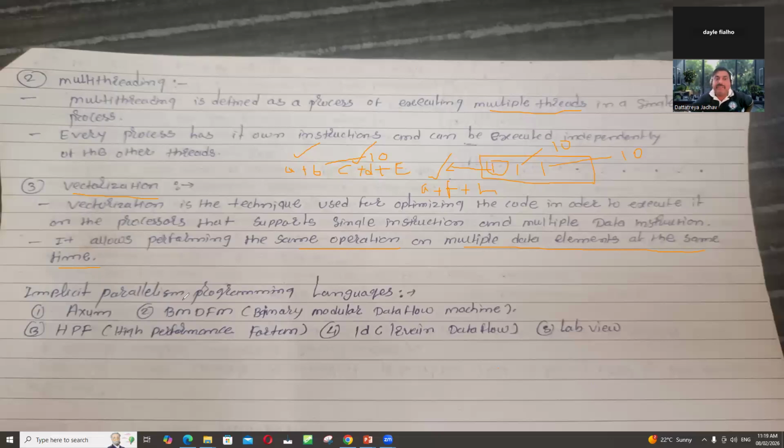For implicit parallelism, there are a number of programming languages used: Axiom, BMDFM, that is Binary Modular Dataflow Machine, HPF, that is High Performance Fortran, and ID, which is related to the invariant data flow, and LabVIEW. So that is the concept related to implicit parallelism. We explained that concept with examples.